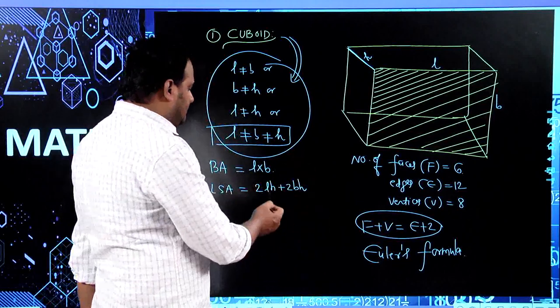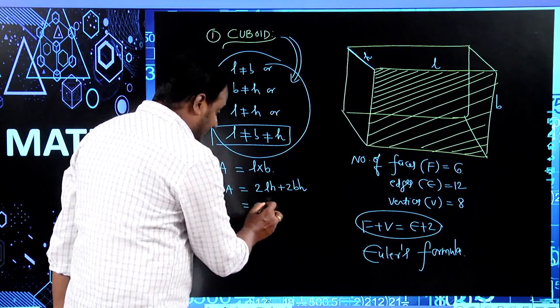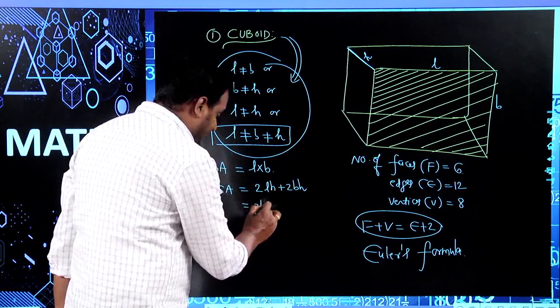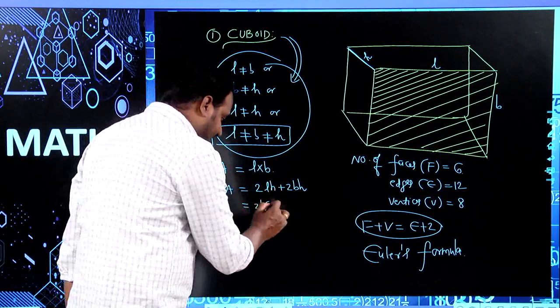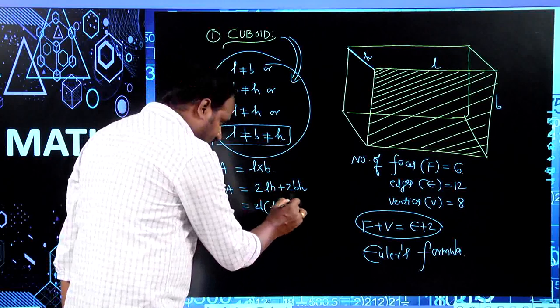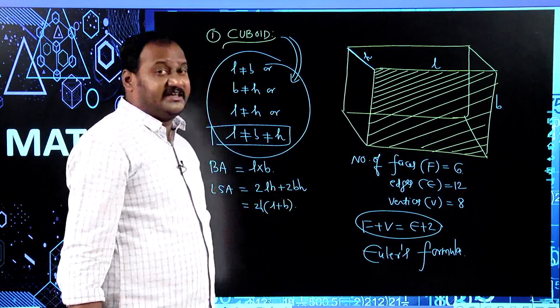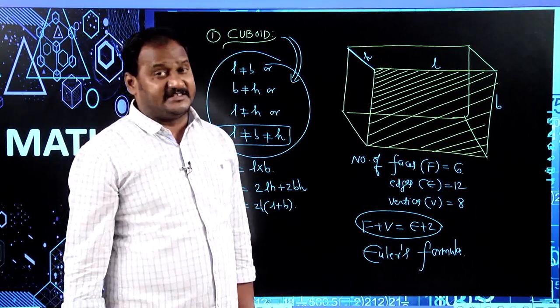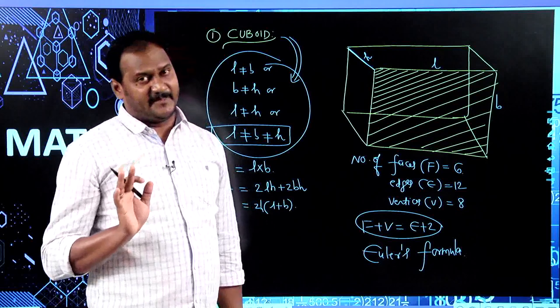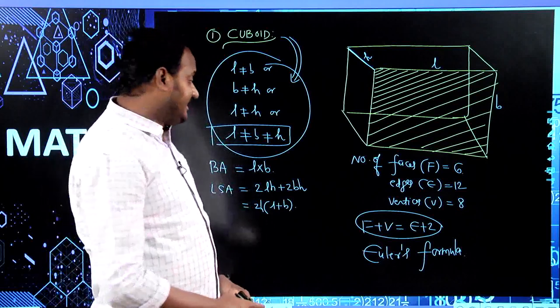So, if you observe, you can take one 2 common as well as H also can be taken common, right? So, 2H times, here L and here B. So, this 2H into (L plus B) is the formula for lateral surface area of cuboid. Lateral surface area of cuboid.